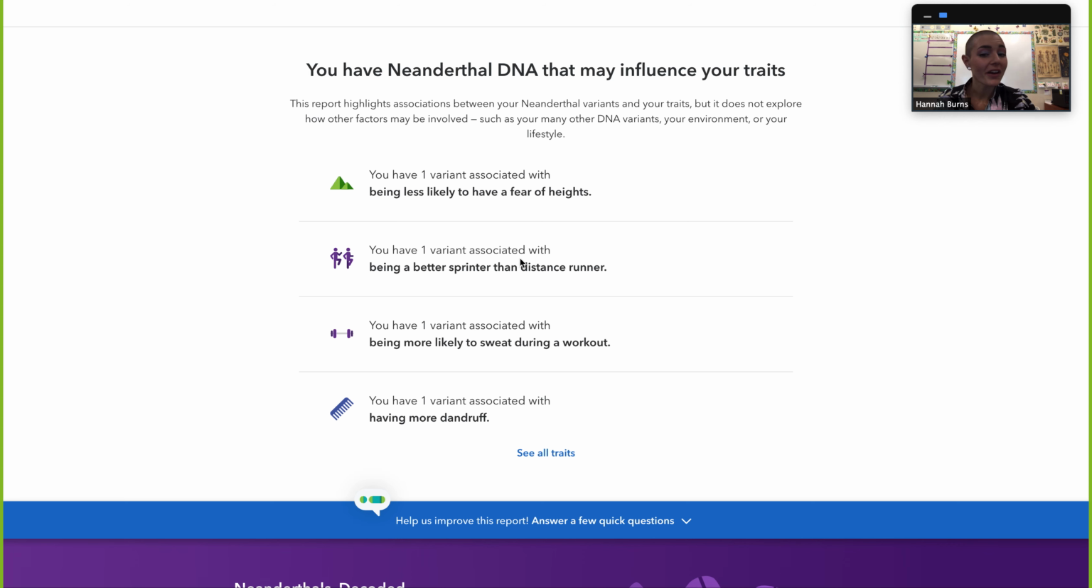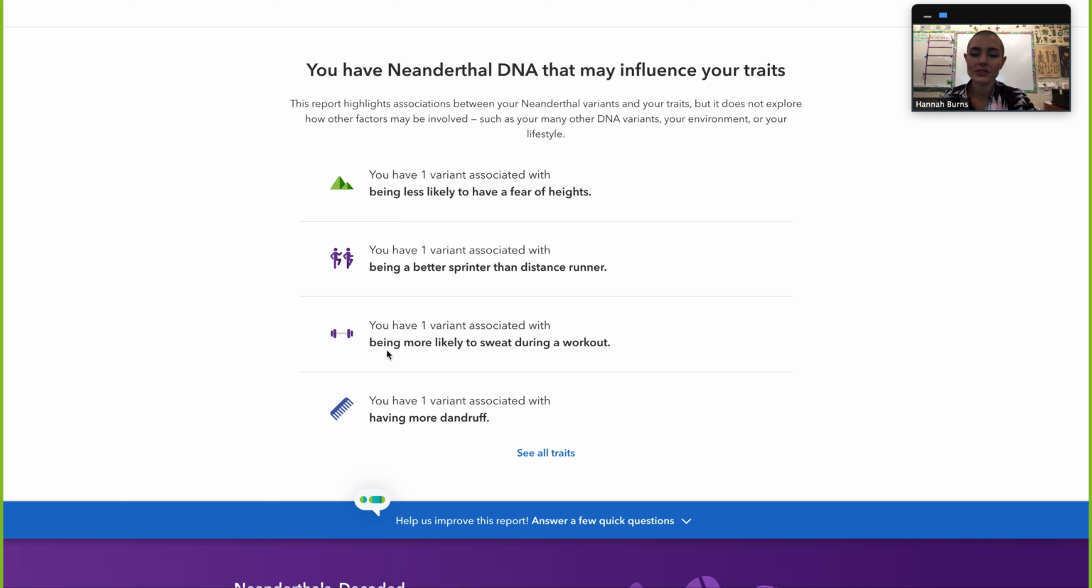I have one variant associated with being a better sprinter than distance runner. This is kind of true. I can run really, really fast for a short period of time, but I also can run a really long time, but at a slow pace. When I was on the triathlon team, I definitely wasn't the fastest by any means, but I could run for a decent amount of time.